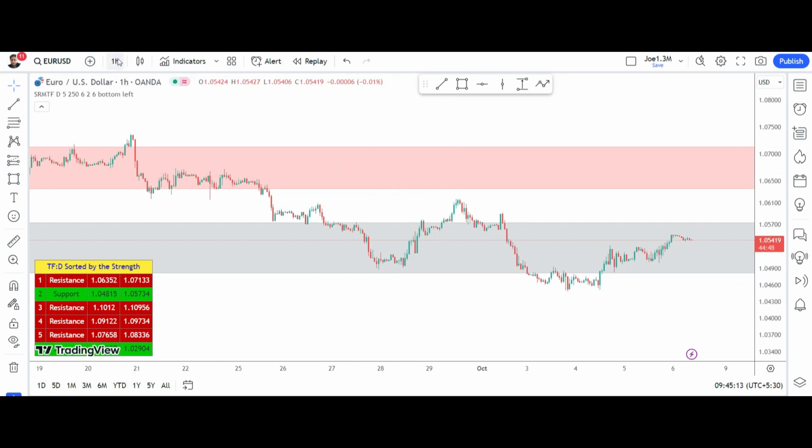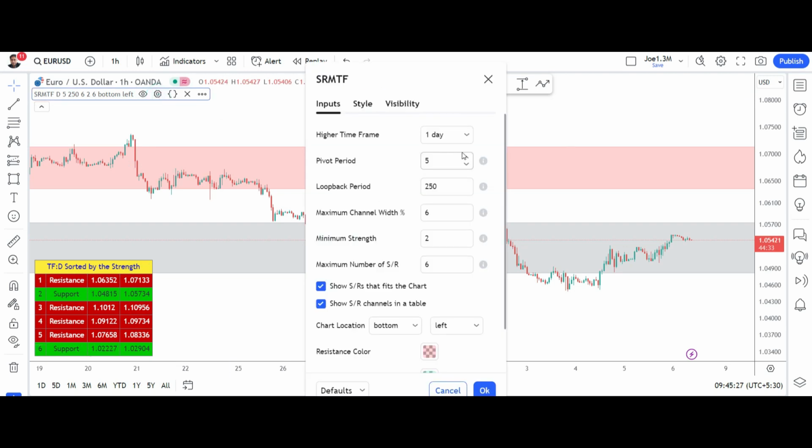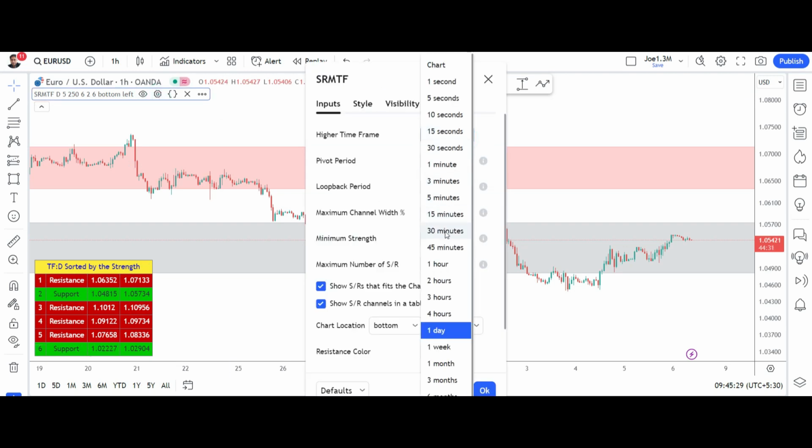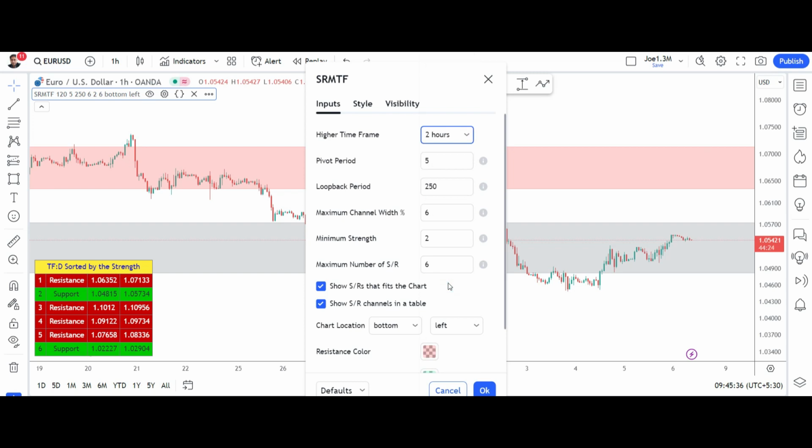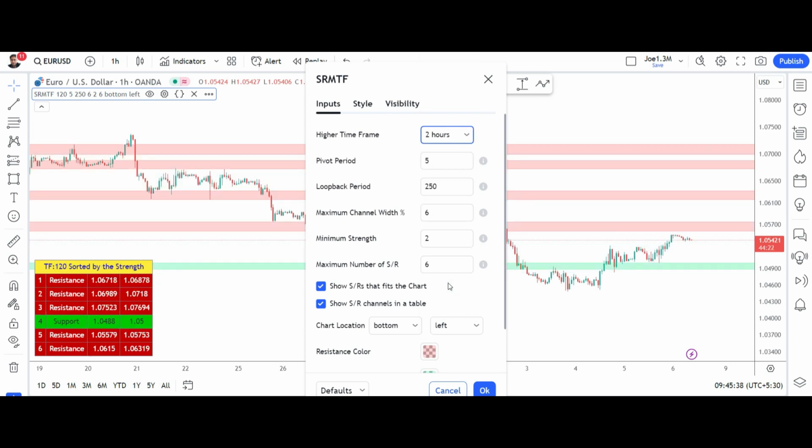I am currently on a 1 hour chart and it is showing me support and resistance of a 1 day. You can see over here. Now this I can change to a 4 hour because I prefer trading on a 4 hour support or resistance, or say a 2 hour support and resistance. Let's put 2 hour because it will be easily visible in a 1 hour chart. And I do not want this chart visible over here because it is distracting my view, so I can remove that.